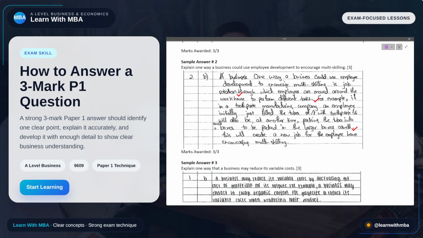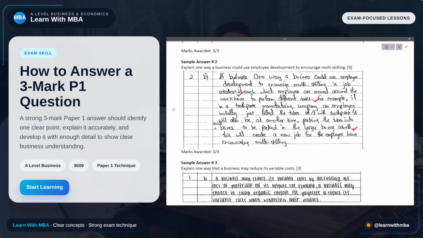Let's move on to the second sample question. Now this is again from the same paper. It says, explain one way a business could use employee development to encourage multi-skilling, right? So this answer also scored a 3 out of 3, and you can clearly see what the student did. He didn't define multi-skilling, he went straight to the point. He said one way a business could use employee development to encourage multi-skilling is through job rotation. Now job rotation is the knowledge point, right?